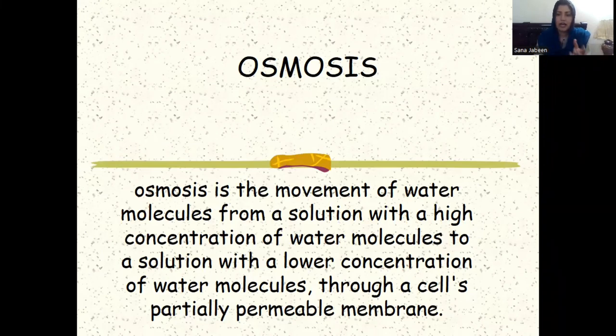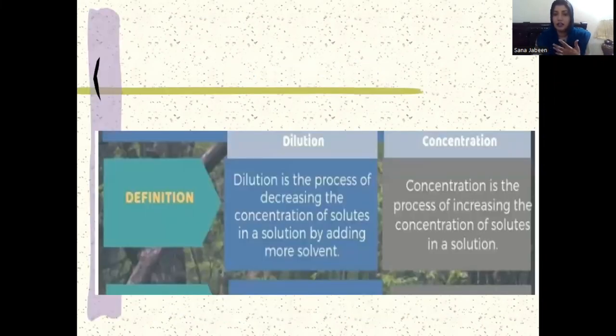Now we should know about the types of solutions, concentrated and dilute. There are two types of solution, dilute solution and concentrated solution. Dilute is the one which has a high concentration of water and less amount of solute in it. You can take the example, if we add sugar to water and there is less sugar and more water, it means that solution is a diluted one. Second, concentrated solution. If we have a high amount of solute molecules or sugar and less amount of water, that solution is known as a concentrated solution.